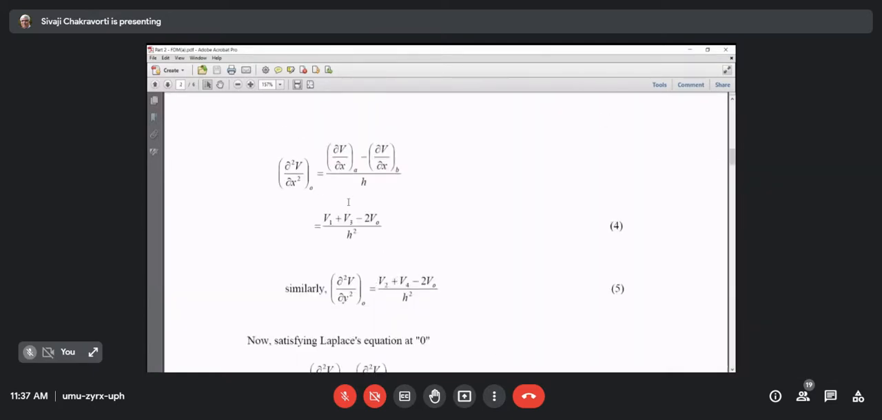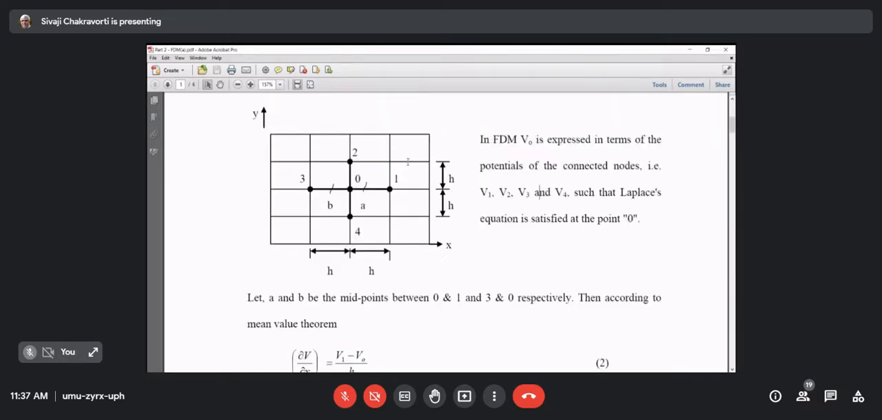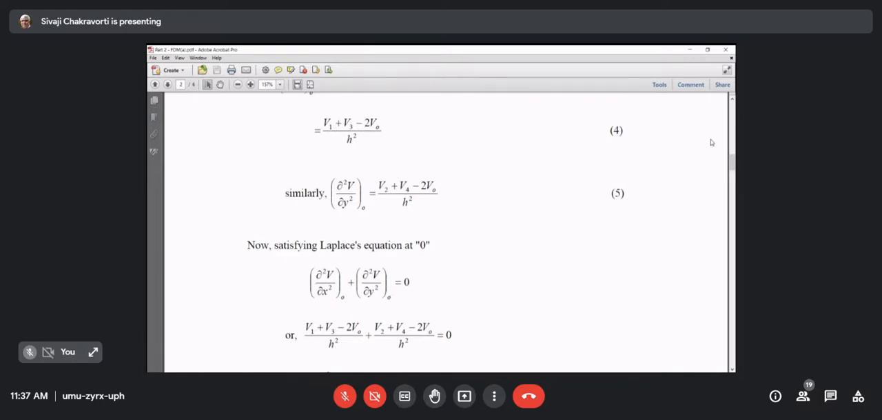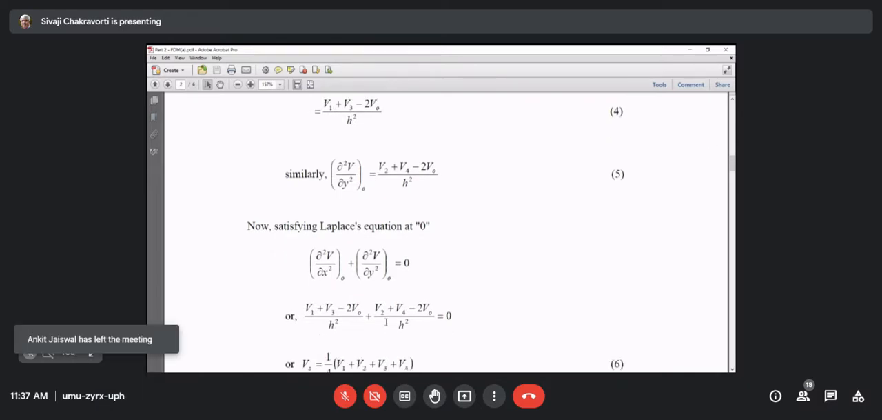So I get an expression for del 2V del x square at node 0, equation 4. What is that? V1 plus V3 minus 2V0 by H square. Just follow the same logic in the y direction here, and I get an expression for del 2V del y square at the node 0, equation 5, the same logic as in 4. Then I put the Laplace's equation at the node 0, because I have to satisfy the Laplace's equation at the target node. So del 2V del x square at node 0 plus del 2V del y square at node 0 is equal to 0. That's the Laplace's equation at node 0.